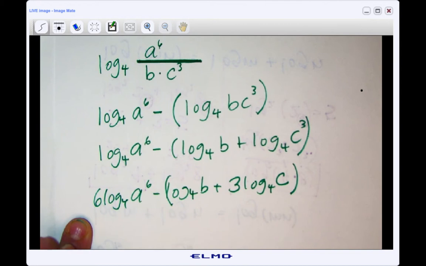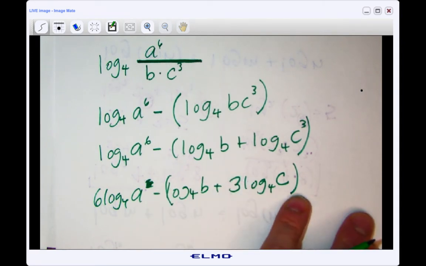And actually, for me, I would accept this answer. Oh, not this one, because I already brought the 6 down. So you shouldn't have a 6 there after you already brought it down. But I would accept this answer. But some people might like you to get rid of these grouping symbols here, these parentheses.